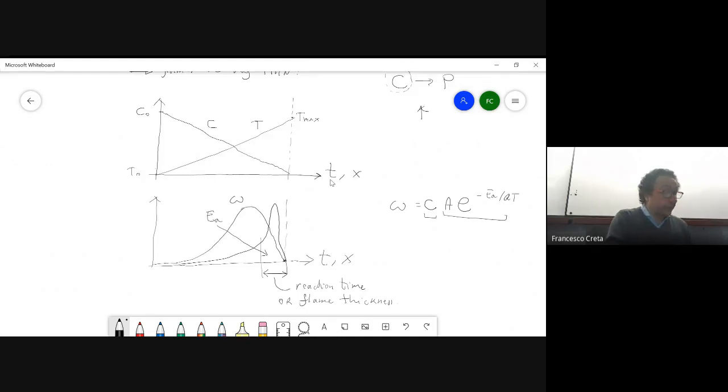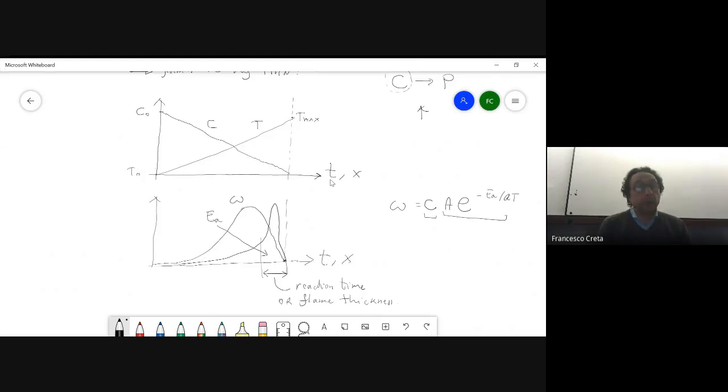Now, clearly, this was a qualitative approach, which doesn't make any sense quantitatively. We are assuming a general decreasing and increasing behavior for the reactant and temperature, which of course will happen. In reality, these will not be linear, they will be nonlinear. But again, qualitatively, I just want to show you what the role of the activation energy is.